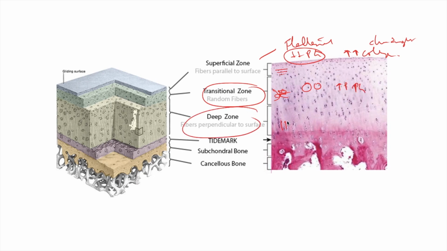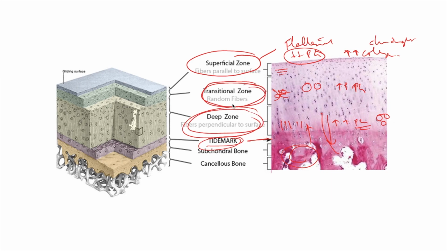In the deep zone, the collagen fibers are perpendicular to the surface, and they have the highest concentration of proteoglycans, and round chondrocytes arranged in columns. The next landmark is called the tidemark, which separates the subchondral bone from the cartilage. Any damage here will cause fibrocartilage formation and healing. So the three layers that we see in the cartilage are the superficial zone, where fibers are parallel to the surface; the transitional zone, with random fibers; and the deep zone, where the fibers are perpendicular to the surface.